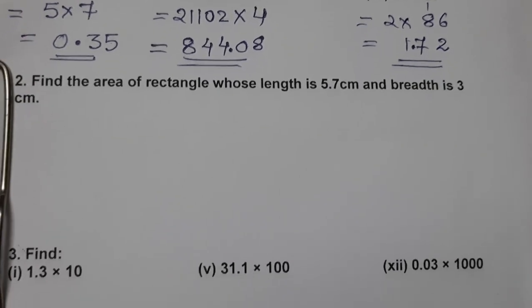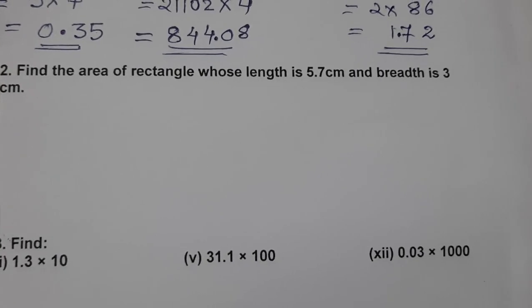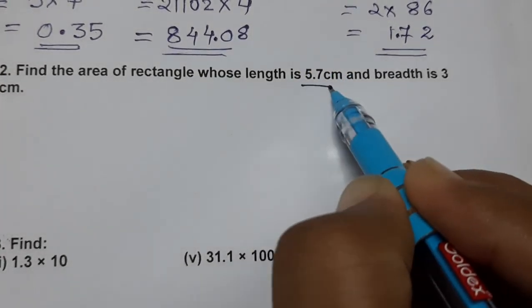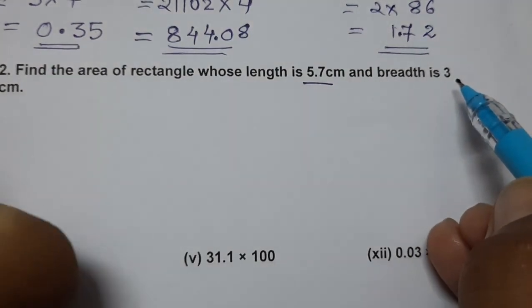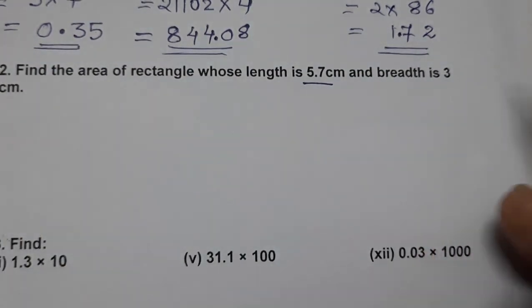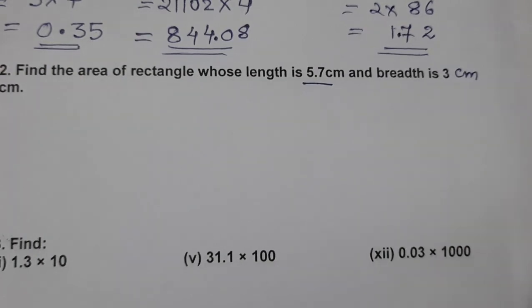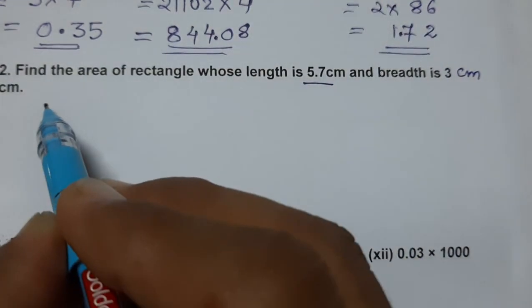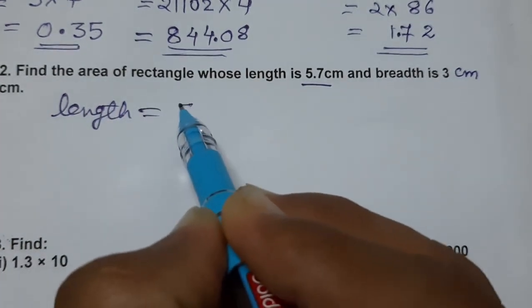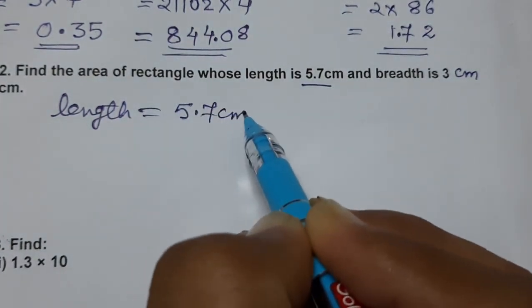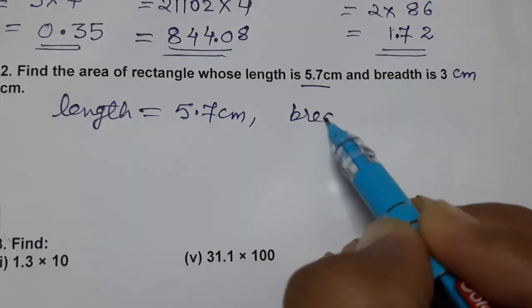Now see the next question, number 2. Find the area of a rectangle whose length is 5.7 and breadth is 3. Breadth is given to us, 3 centimeter. So we know the formula for a rectangle. What is the length given to us? 5.7 centimeter, and breadth 3 centimeter.